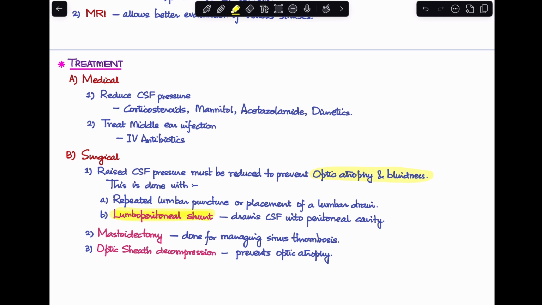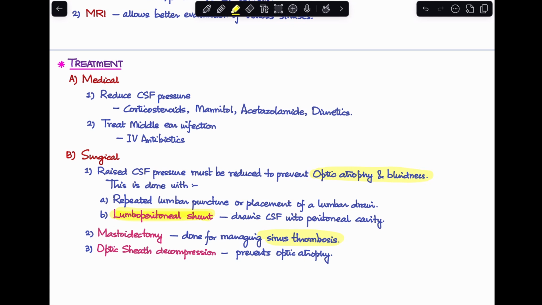Second, we have to treat the middle ear infection. So, we'll be doing a mastoidectomy, and this will also help you in dealing with the sinus thrombosis that has happened here. Third is we'll perform an optic sheath decompression to prevent the development of optic atrophy.